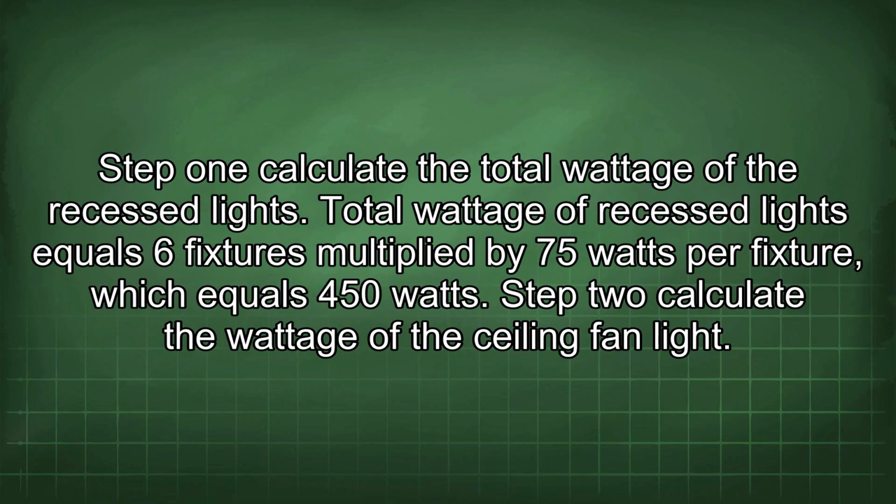Step 1. Calculate the total wattage of the recessed lights. Total wattage of recessed lights equals 6 fixtures multiplied by 75 watts per fixture, which equals 450 watts.